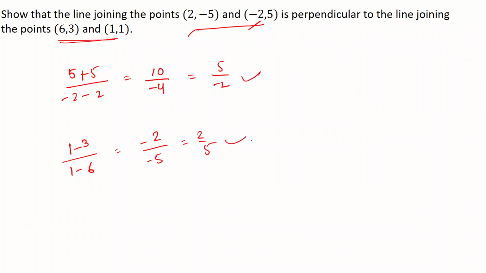So aren't these two lines perpendicular? Yes, of course. You just take the reciprocal and change the sign. If you take the reciprocal of 5 by minus 2, you get minus 2 by 5, and on changing the sign, you get 2 by 5. So indeed these two lines are perpendicular.